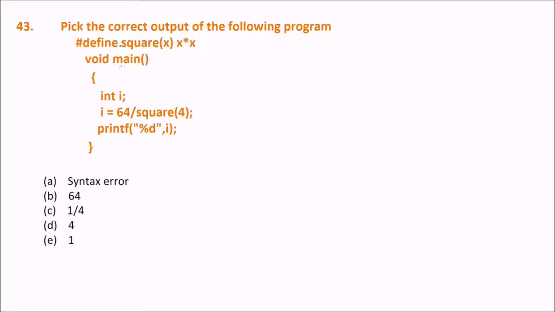Now the next question is: pick the correct output of the following program. Square(x) is x into x. Now i is 64 by square(4), that is 4 into 4, 64 by 64. And the answer would be 1. Now this is the general perception. But what will be our answer here? Will it be 1 or any other? You have to give the description also. So the answer will be B.